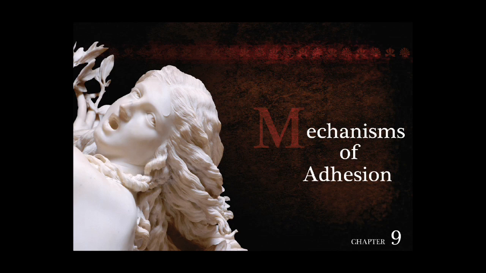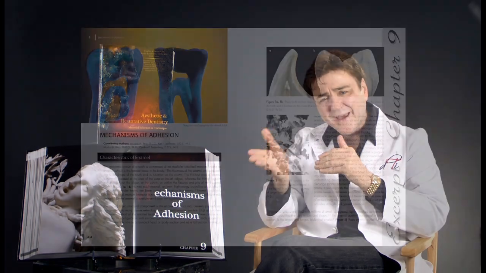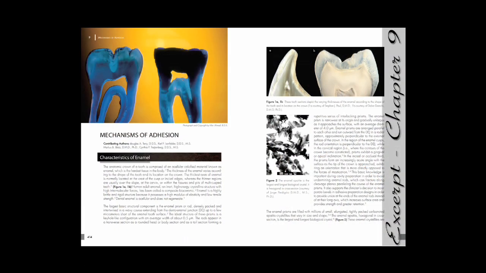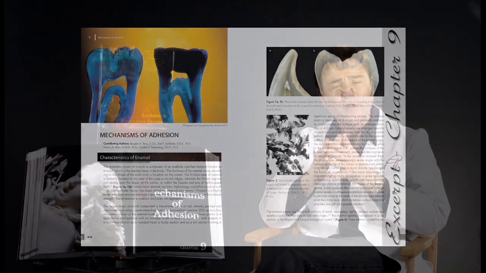Chapter 9, Mechanisms of Adhesion. Advancements in biomaterials and adhesive technology, along with the progression towards conservative, less invasive dental procedures, require a thorough knowledge of the micromorphology of dental tissues. This chapter, Mechanisms of Adhesion, provides a complete understanding of the unique characteristics of enamel and dentin tissues, which is essential for the optimal adhesion of the different array of restorative materials to these surfaces.